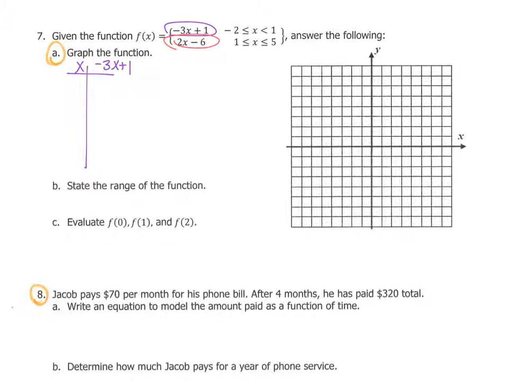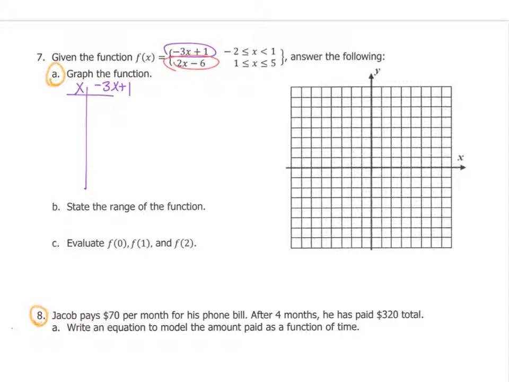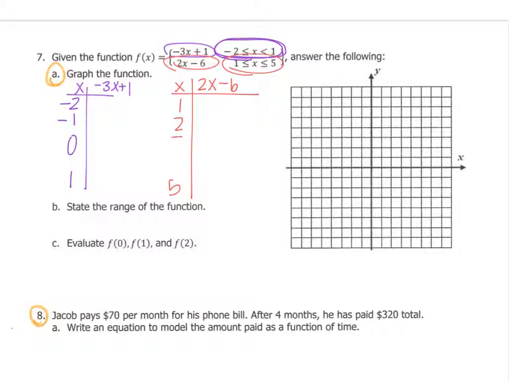And it says that the first function, you can see here, is defined on negative 2 less than or equal to x less than 1. So I start at negative 2 and I go all the way up to 1. Negative 2, negative 1, 0, 1. Then I'm going to just set up for my next table. I have x, and then my next equation is 2x minus 6. This one starts at 1 and goes up to 5. 1, 2, 3, 4, 5.